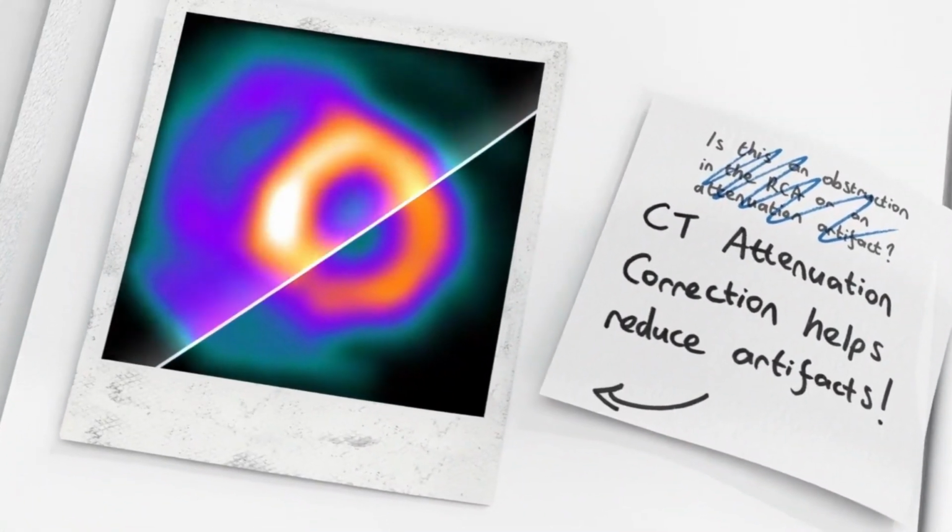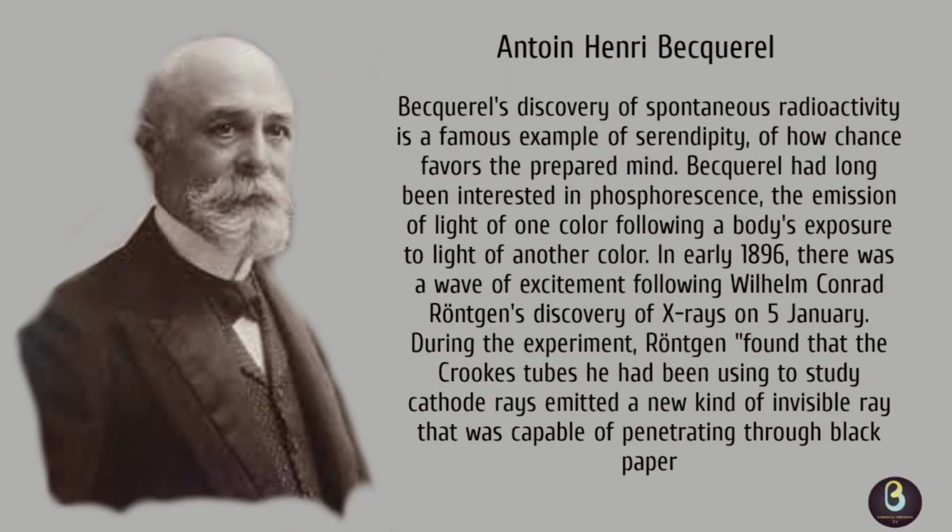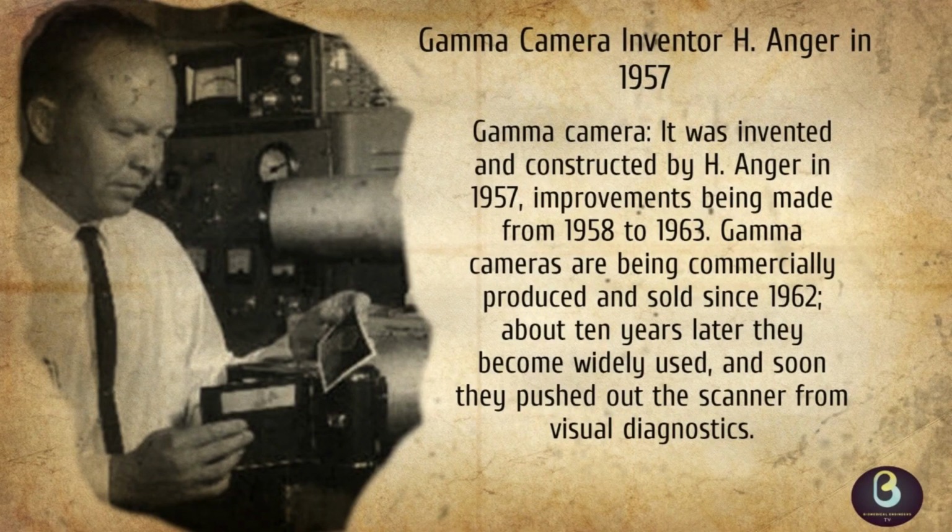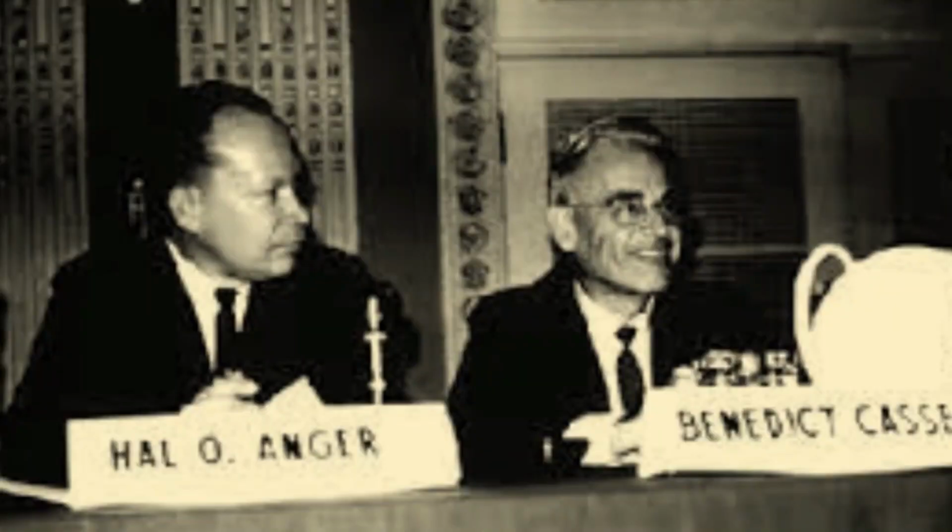So where did it all begin? The phenomenon of radioactivity was discovered in 1896 by Antoine Henri Becquerel, but its application in visual diagnostics started about 50 years later. It was invented and constructed by H. Unger in 1957, improvements being made from 1958 to 1963. Gamma cameras have been commercially produced and sold since 1962.